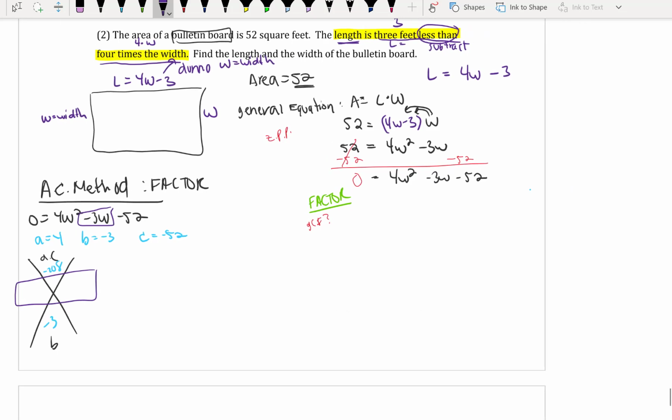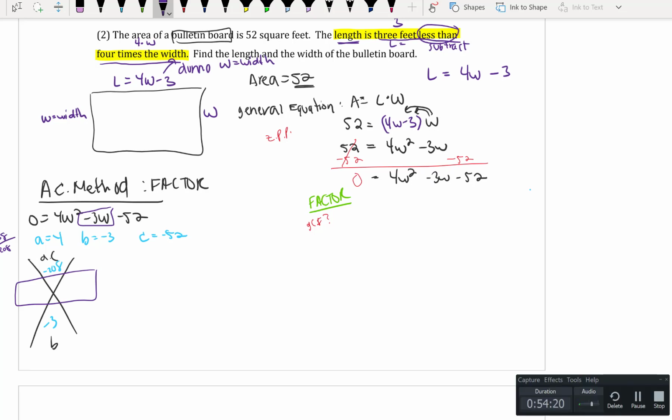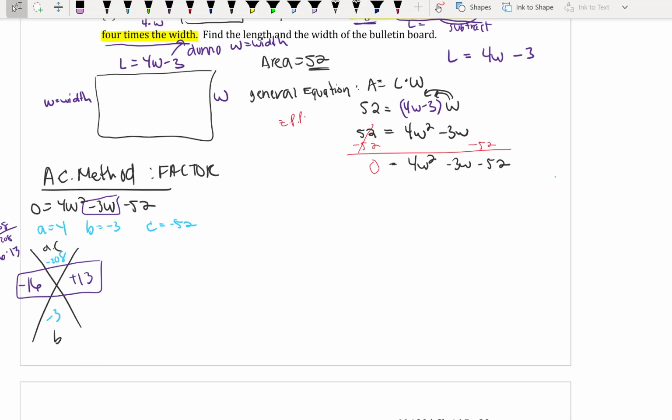So I'm going to look at the different factors of 208 and pick the best pair. I'm going to pause this and give you guys the solution. So now I found the factors. I found them doing negative 16 and positive 13, using the factor tree. So I have negative 16 and 13. I just don't want to make this video too long.